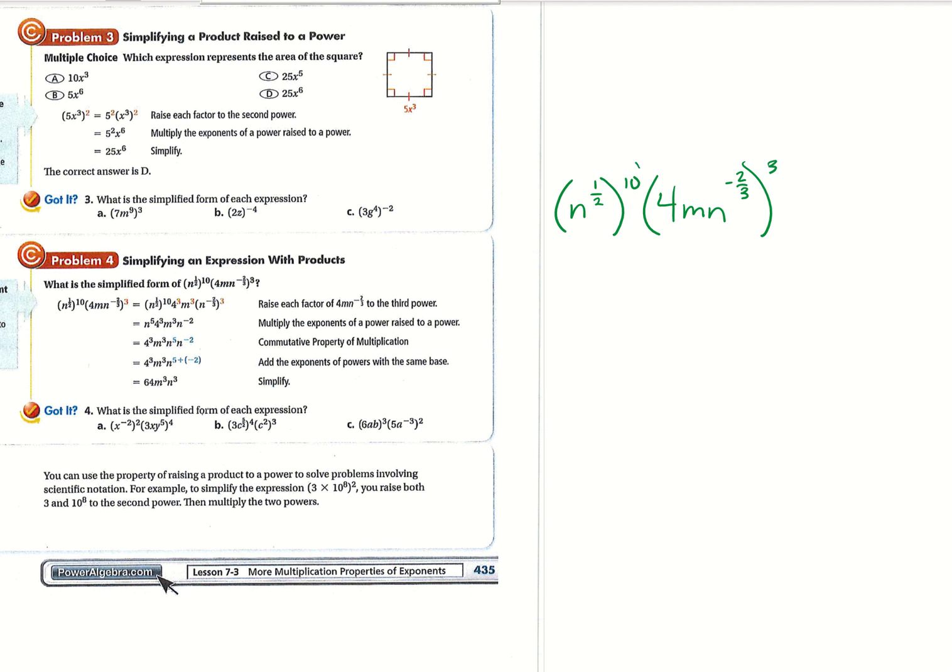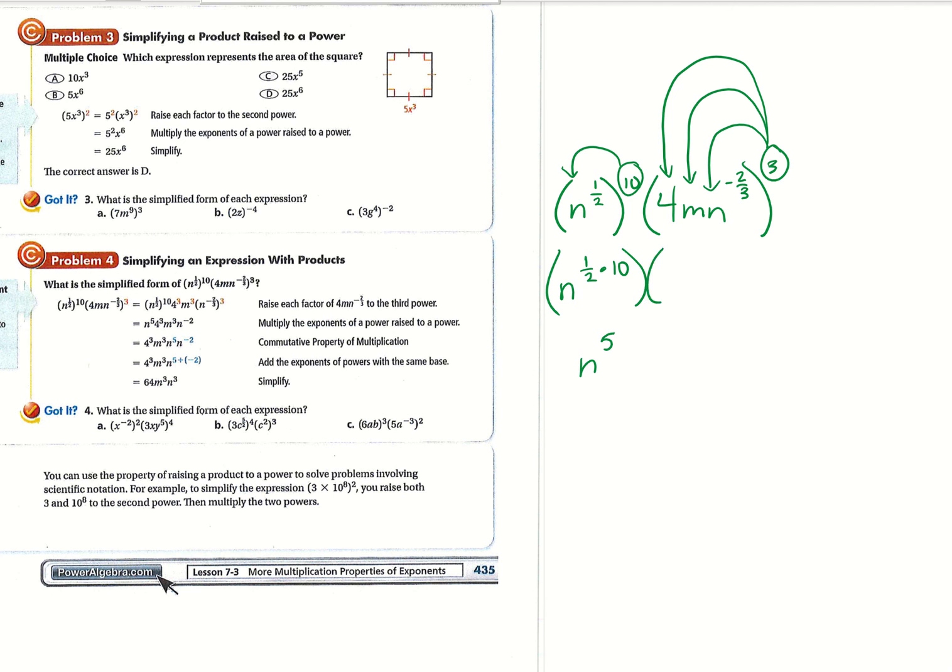Really that means the 10's got to go to the n, but then it also means this 3 has to go to the n, the m, and also the 4. Reminder, the -2/3 does not go to all of them. So when I rewrite this, I'm going to go ahead and take care of this n. So we have n to the 1/2 times 10, which will give us n to the 5th, right? Because 5 is 1/2 of 10.